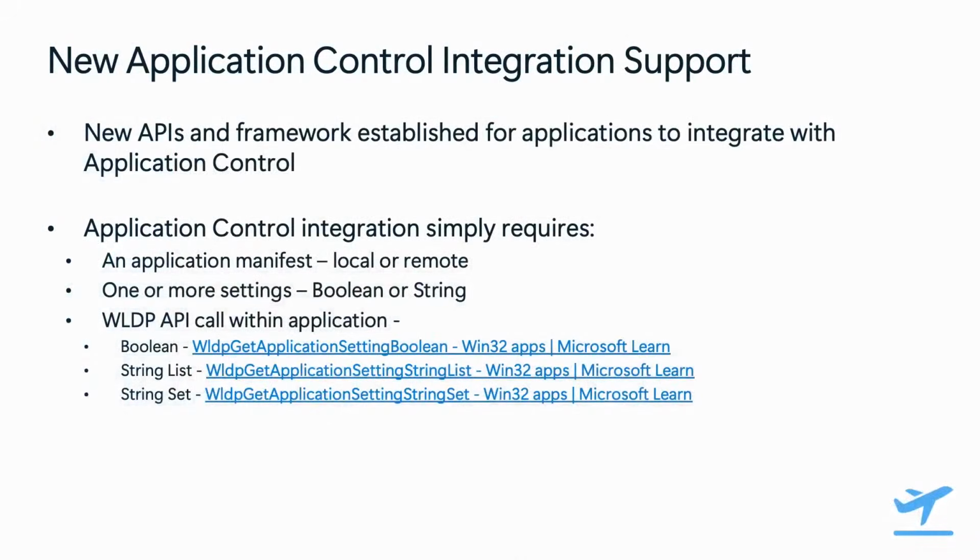App Control now supports a new framework to easily integrate with the product. We have created an extensible model where you can tailor per application settings based on the states of those settings across your policies that can be integrated into your line of business applications. This is the same framework that is powering the new behavior we just saw in PowerShell and command prompt. To integrate with App Control, we just need three things.